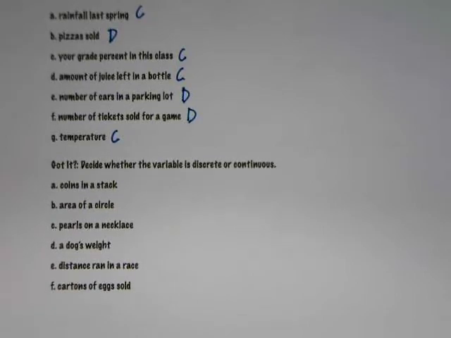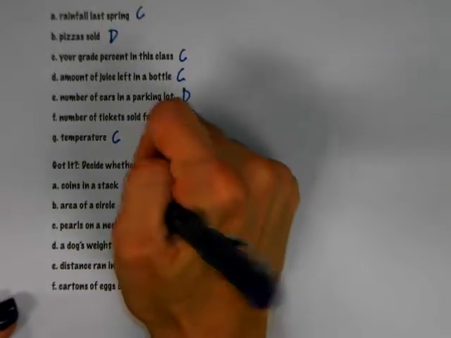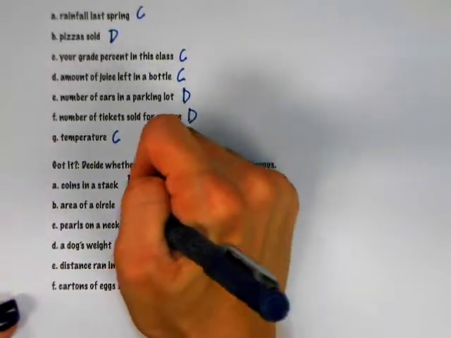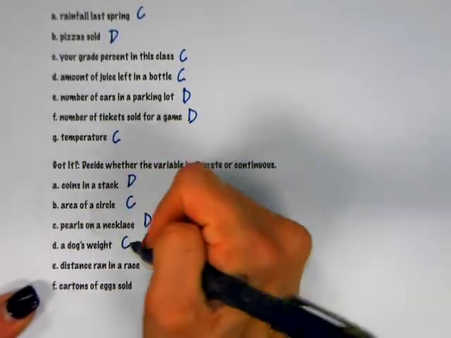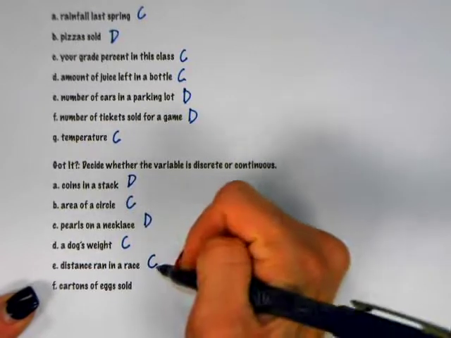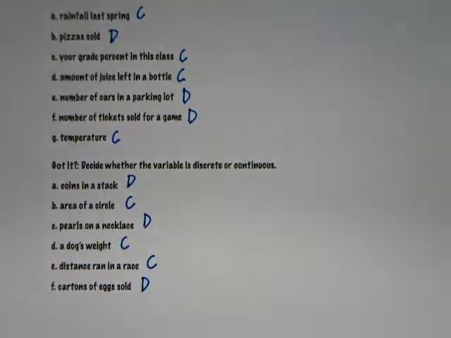All right, so what would coins in a stack be? Discrete. Area of a circle. Pearls on a necklace. A dog's weight. Distance ran in a race. Cartons of eggs sold. Discrete. Yep. Okay, we good there? Okay.